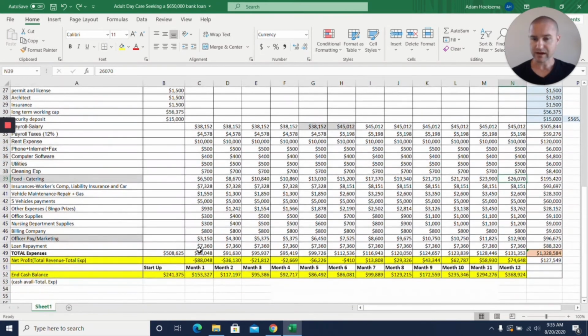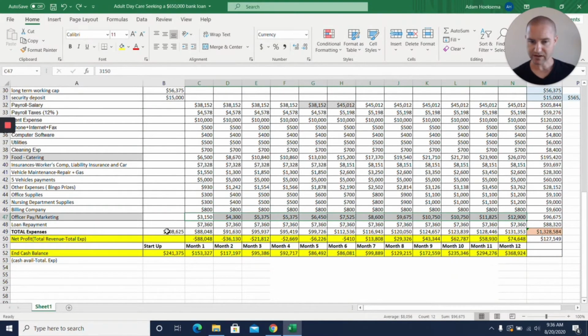Another thing that I noticed that is always a concern, officer pay and marketing. So this was kind of strange to me that officer pay was included with marketing. It kind of made it seem like I'm not going to tell you how much I'm actually paying the officers, because I'm combining it with my marketing category, which seemed a little bit strange.